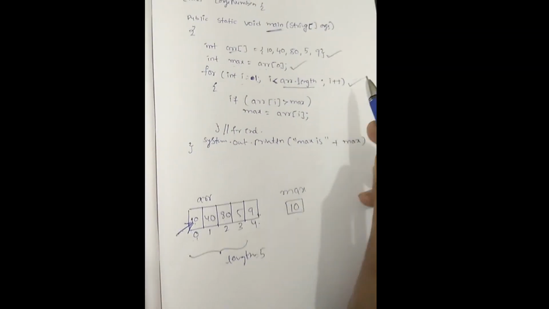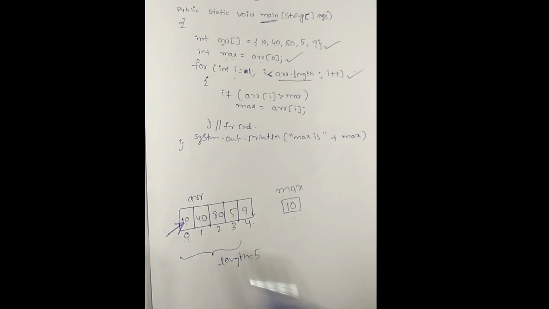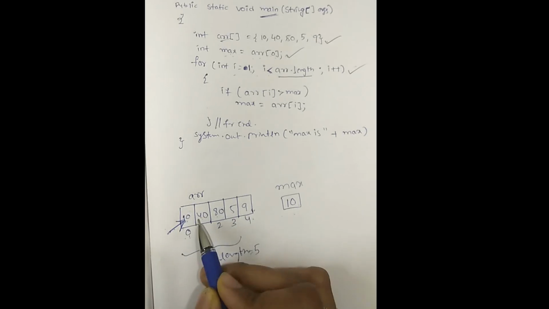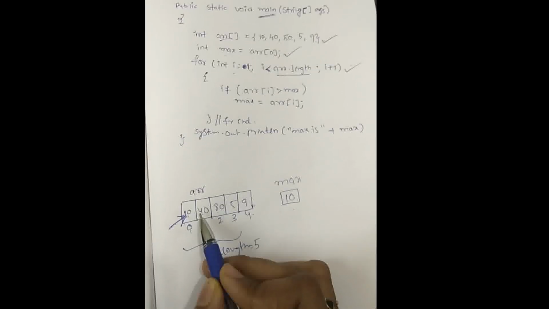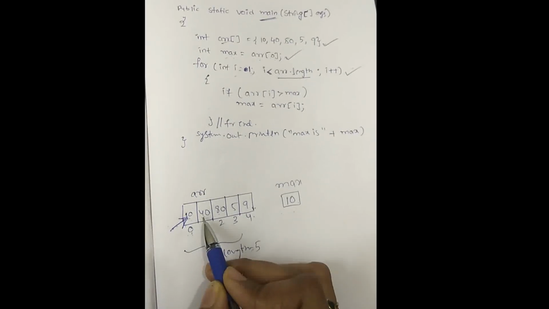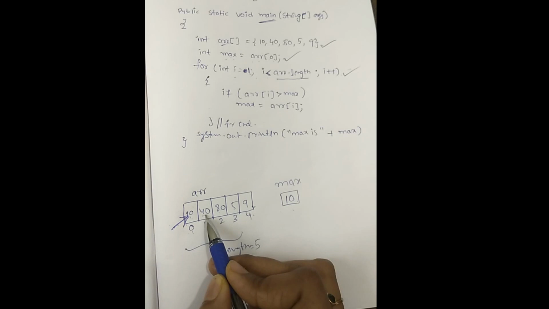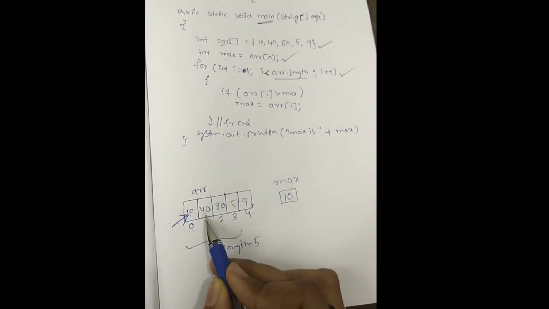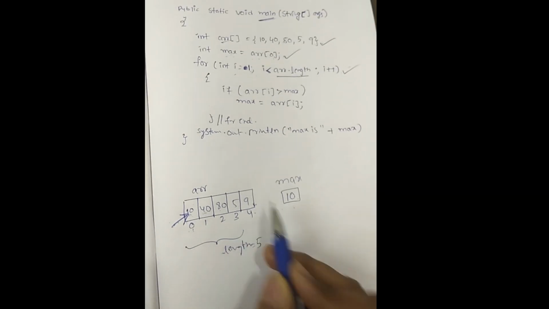Next, the i plus plus increment operator. Next, what is our code here? I have to compare 10 with 40. 40 is greater than 10. If that condition is satisfied, I want to initialize this greater number to max number, and considering that max number, I will compare the remaining array elements.